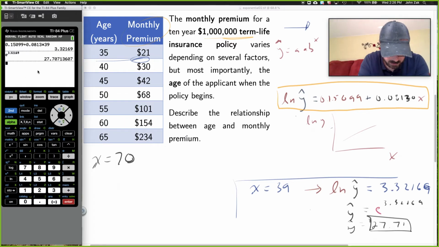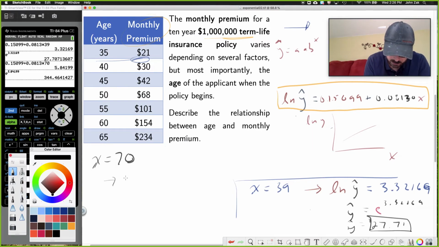I could go and do the same kind of thing. Let me go up here. I'm just going to copy and paste that and make that 70, right? And then I found that the natural log of the prediction would be 5.84199. So I could just do, all right, let's do e to that power. And so now it's predicting when someone's 70 years old, we expect that the insurance premium will end up being $344.46 and things like that.